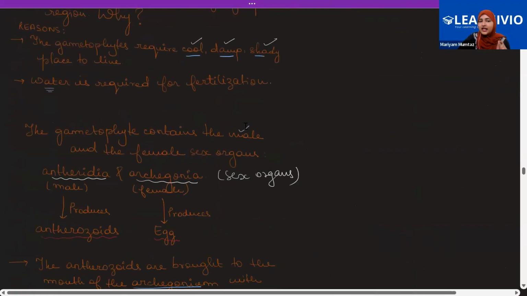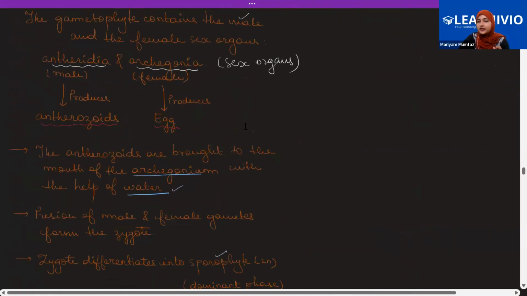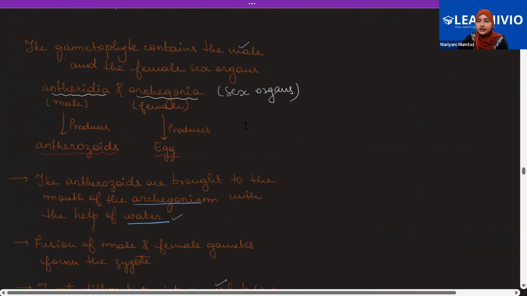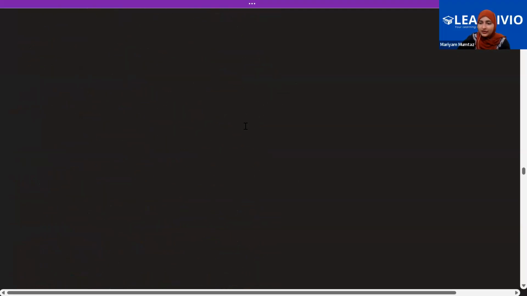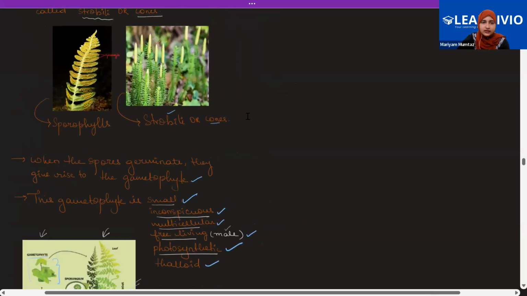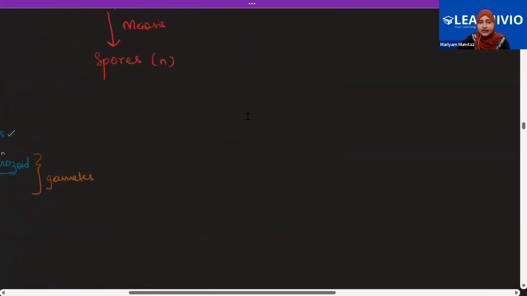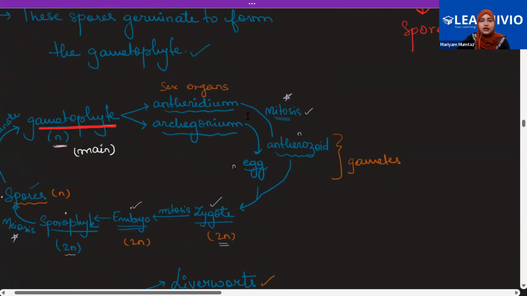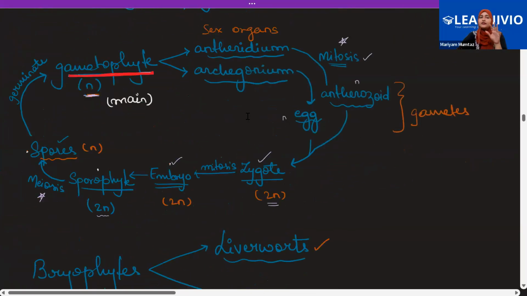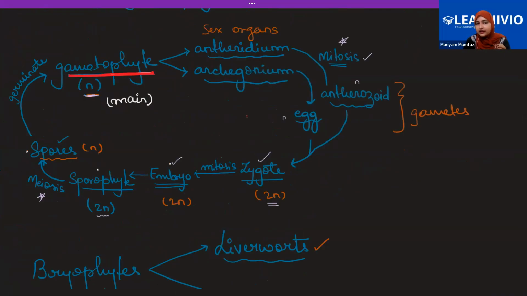Now, the first thing: tell me, the main plant body of pteridophyte, is it gametophytic or sporophytic? Gametophytic only, right? It is haploid, right? Now see, this one cycle that I drew is the best way to explain this part. In general, this is how it happens. If the main plant body is gametophytic, it will be making gametes. Sporophytic means it will be making spores.